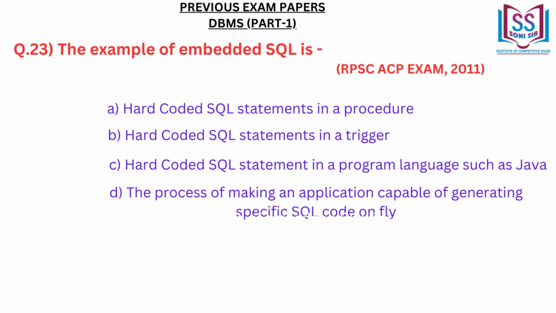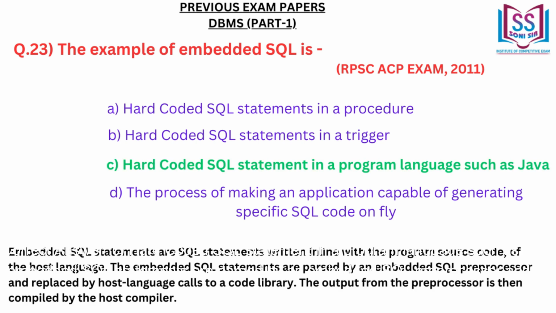The example of embedded SQL is A. Hard-coded SQL statements in a procedure. B. Hard-coded SQL statements in a trigger. C. Hard-coded SQL statement in a programming language such as Java. D. The process of making an application capable of generating specific SQL code on the fly. Correct answer C. Hard-coded SQL statement in a programming language such as Java.